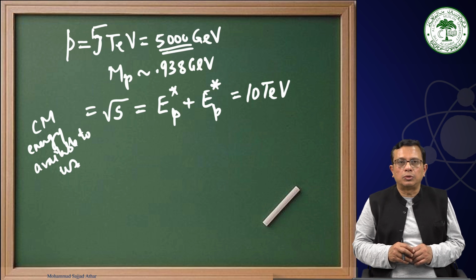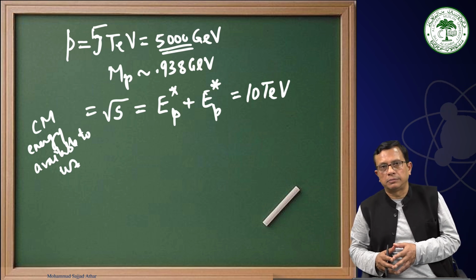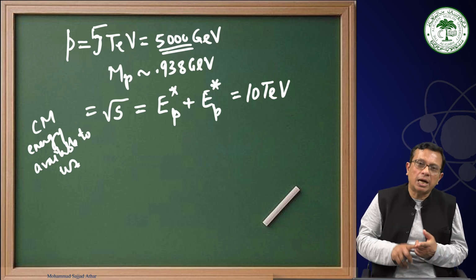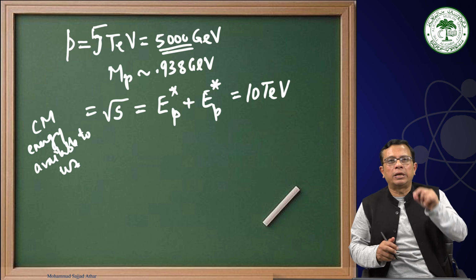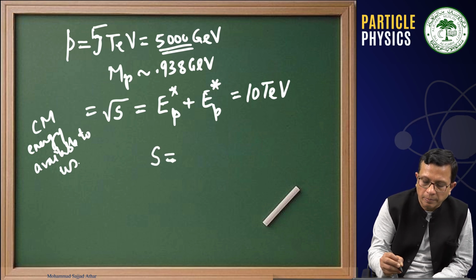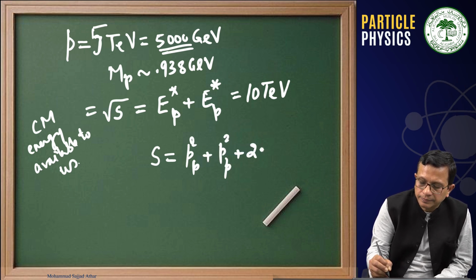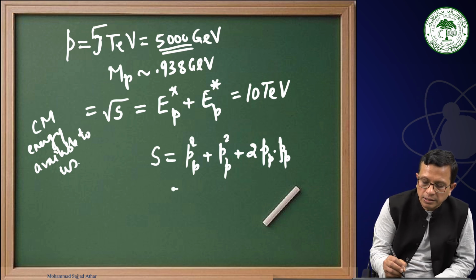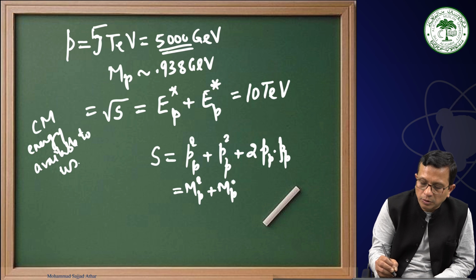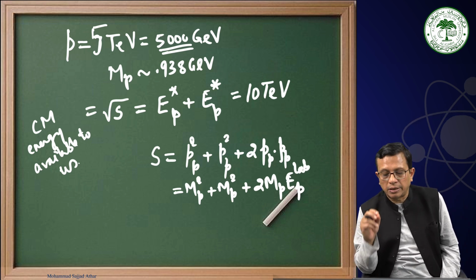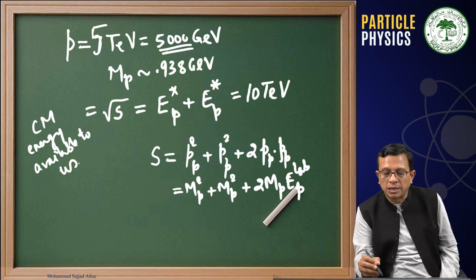Now, if I want to do the same experiment in the laboratory frame, then the important point is that in the laboratory frame, one has to be at rest and the other has to come with a certain kinetic energy. What should be that kinetic energy? Therefore, recall again, s in the laboratory frame will be p_p squared plus p_p squared plus twice p_p dot p_p, because both of them are protons. Then this is mass of the proton squared plus mass of the proton squared plus, since one is at rest, whatever energy I have to give to the projectile, and that is what I am writing as E lab.